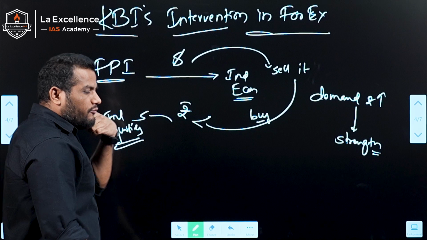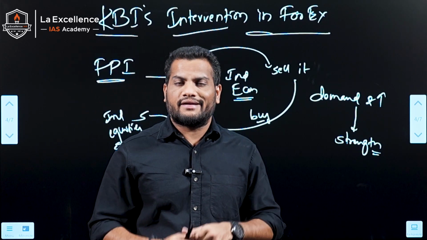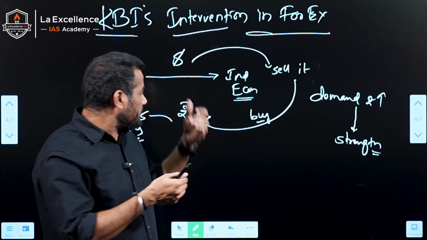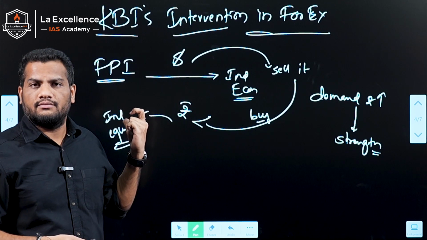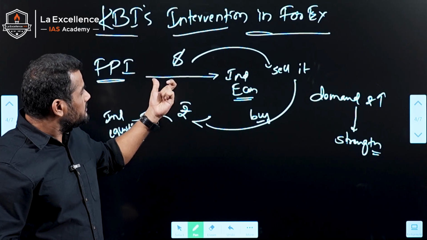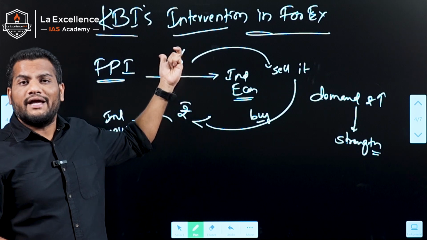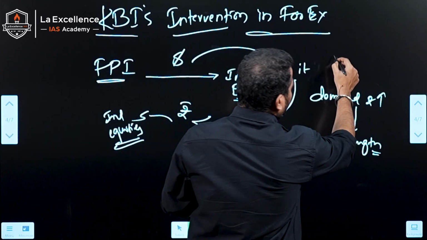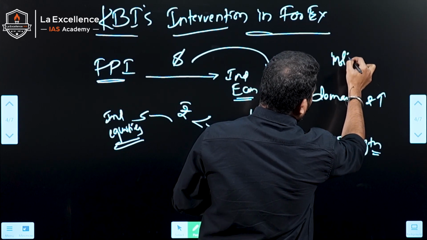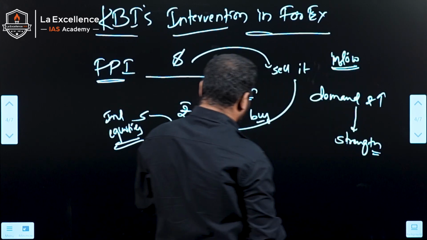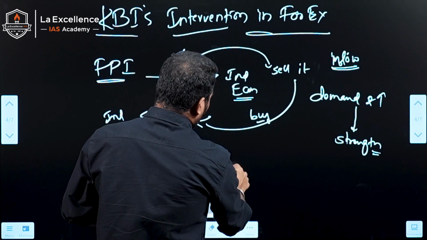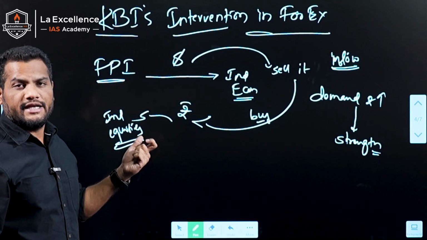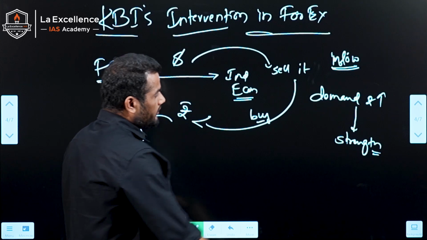But whenever the foreign portfolio investors try to withdraw their investments in the Indian equities, at that time what happens? They withdraw dollars from the Indian market. Earlier it was an inflow of dollars. Whenever they try to withdraw their investments in Indian equity, the outflow of dollars happens.